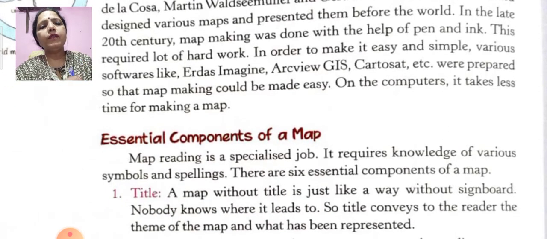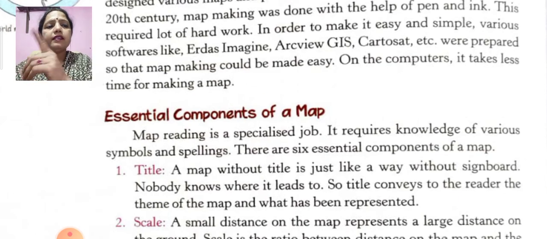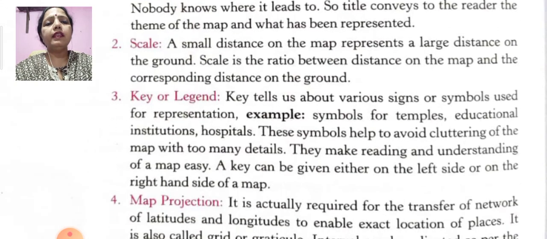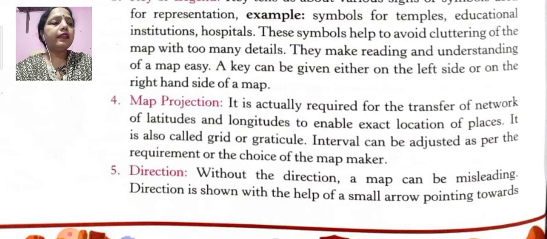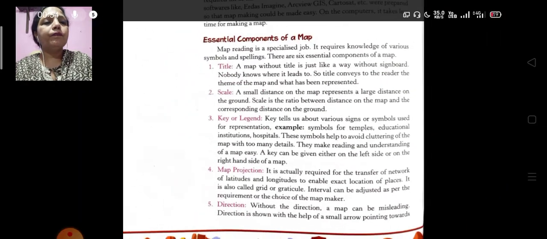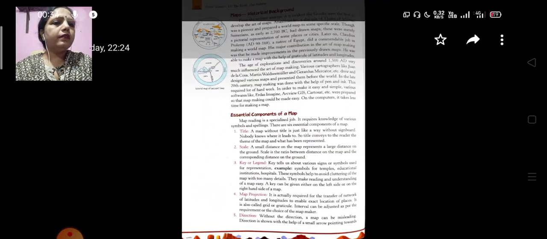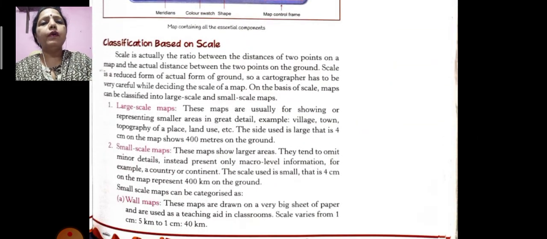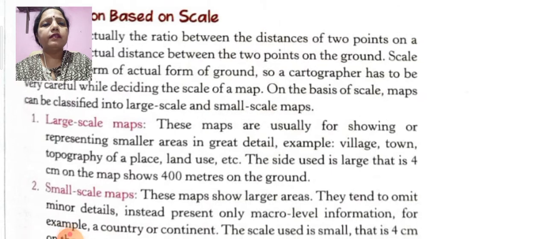So now we will know about the essential components of a map. There are 6 essential components of map. Number 1, title, scale, key or legend, map projections, directions, and conventional signs. So there are 6 components of map.